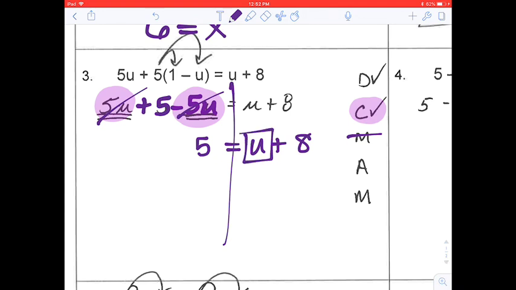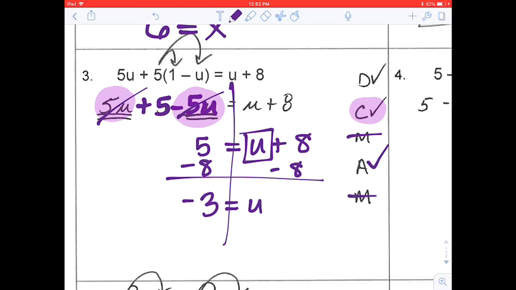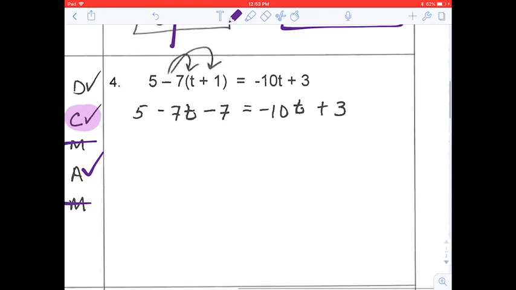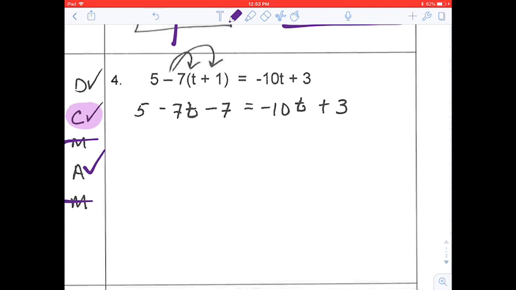To get u by itself, I should subtract 8 from both sides, and that gives me negative 3 equals u. Oh, cool. I don't need to multiply this time. I'm done. U equals negative 3. Easy enough.